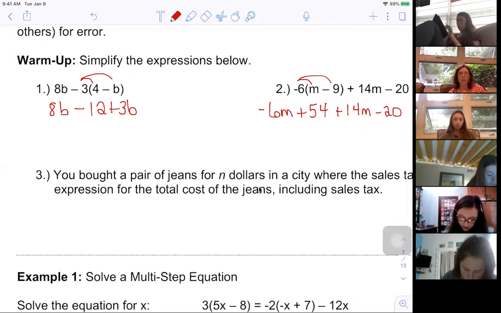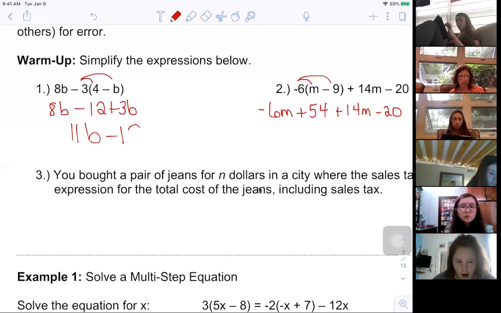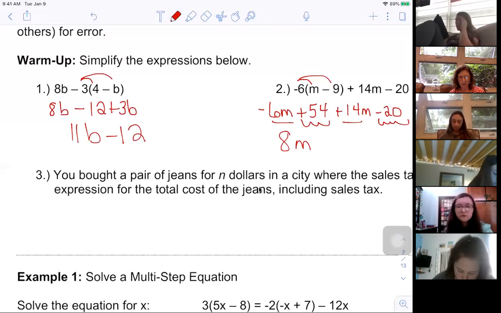So for the first warm-up problem, if you distribute the -3 through, you should end up with 8b minus 12 plus 3b, and that ends up giving us 11b minus 12. The second warm-up, when you distribute the -6 through, just be careful with those negatives. Combining our like terms, we have the m's that we can combine, and then we have the numerical values. So 8m and then positive 34.